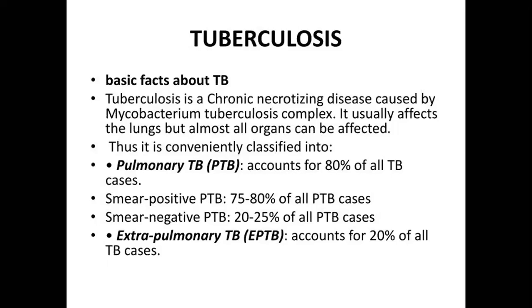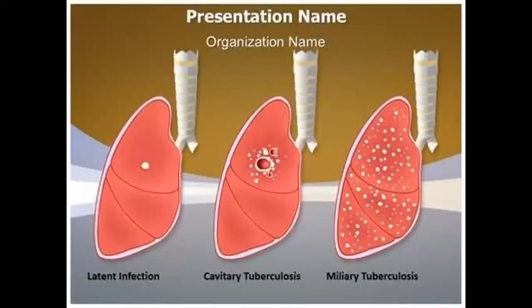Now, how would you classify it? We could be smear positive, which could be 75 to 80% of all pulmonary tuberculosis cases. Smear negative can be 20 to 25% of all pulmonary tuberculosis cases. What's extrapulmonary infestation? It accounts for 20% of all tuberculosis cases.